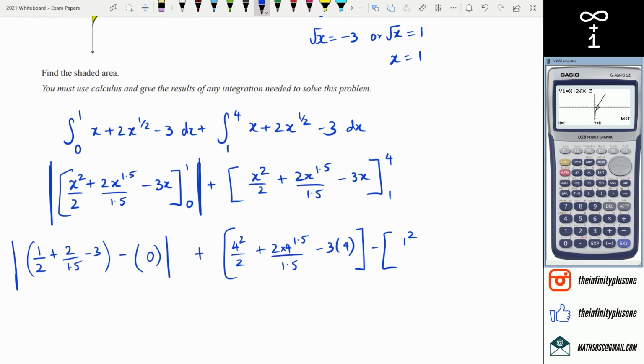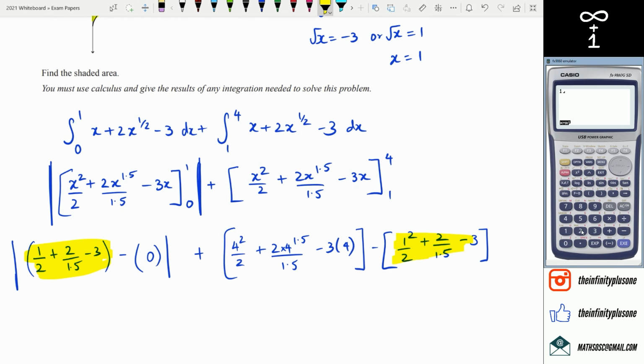So that's going to be 1 squared over 2 plus 2 over 1.5 minus 3. Now interestingly enough, this value here, let's just see what happens. Give me 1 second. Whatever value we get in the yellow highlighted area is also going to be the same as this. So just keep that in mind. We're going to work that out first. Let's clear that out and try it again.